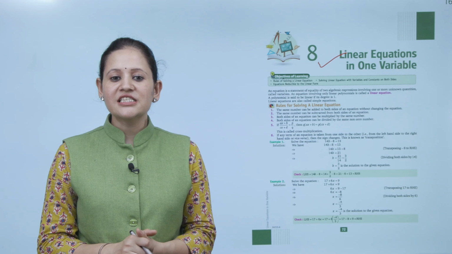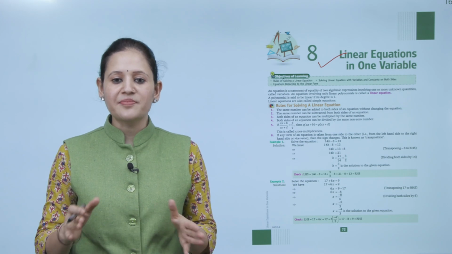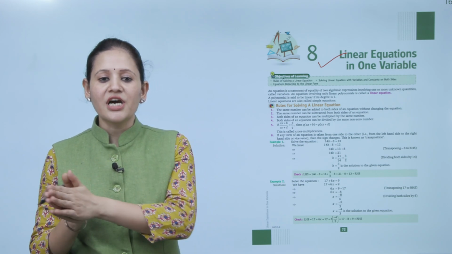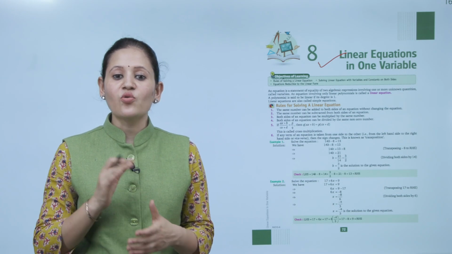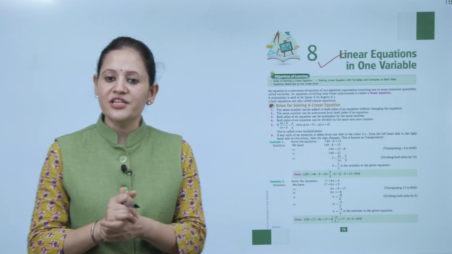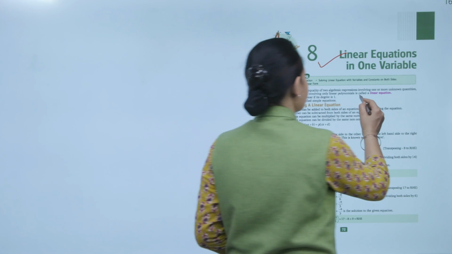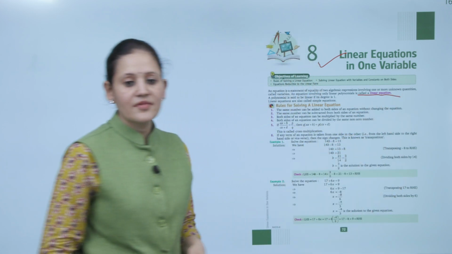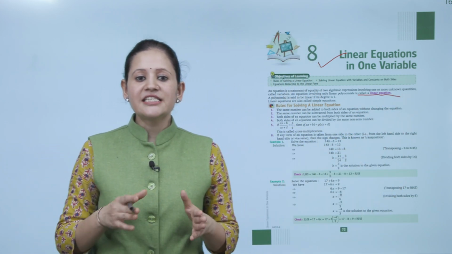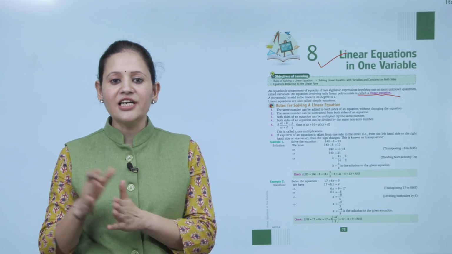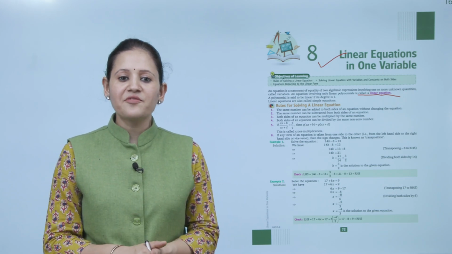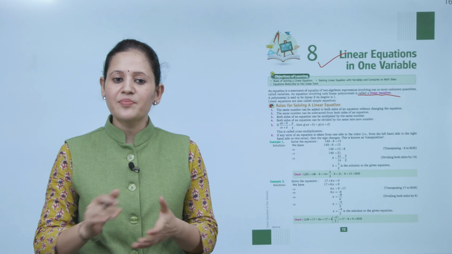An equation is the statement of equality for two algebraic expressions involving one or more unknown quantities called variables. An equation involving only linear polynomial is called the linear equation. A polynomial is said to be linear if its degree is 1. अगर degree 1 है, we'll call it linear. Linear equations are also called simple equations.